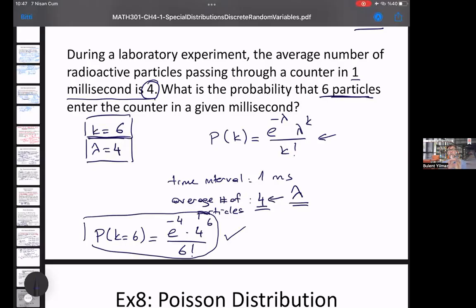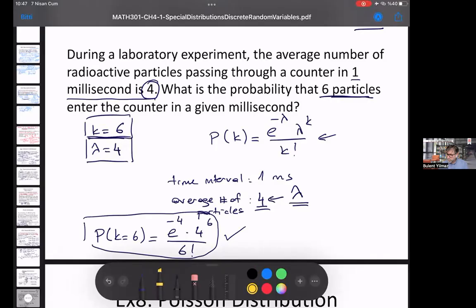This is the most easy question that you will get. But what is the trick here? The trick is you need to find out lambda here, okay? What is lambda? How can I find lambda? You should be searching for the answer to that question. Again, what is k? What is this guy asking me? How many people? How many particles? How many cars? How many this? How many that? Okay? So this k will be 6.